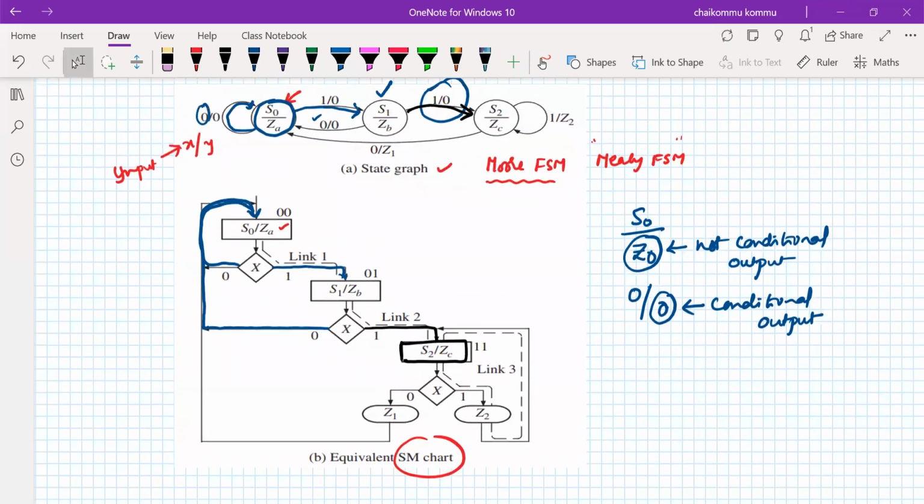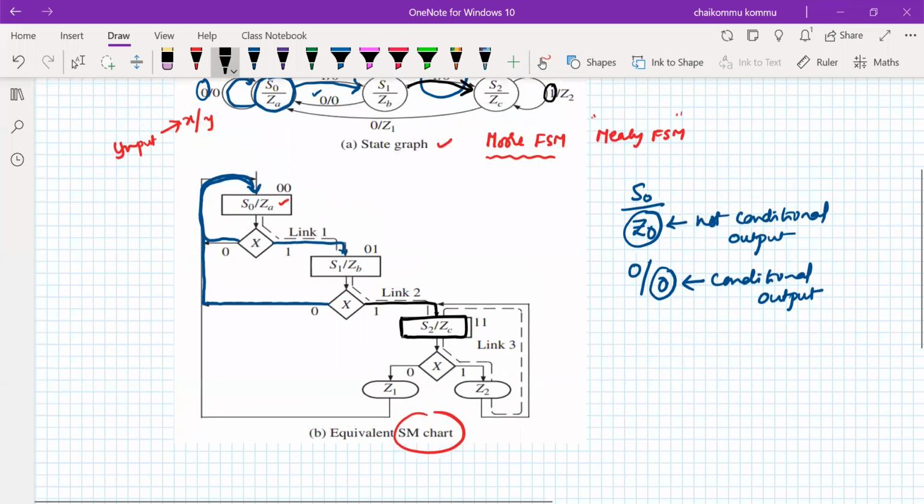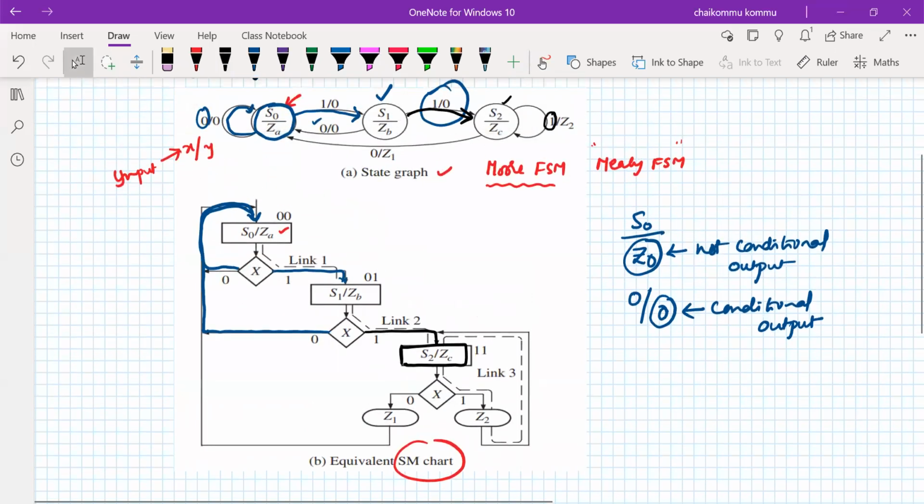Clear? Now again, if you are in the S2 state, if the input is 1, then it remains in the same state. Better to write it in this one. Remains in the same state.